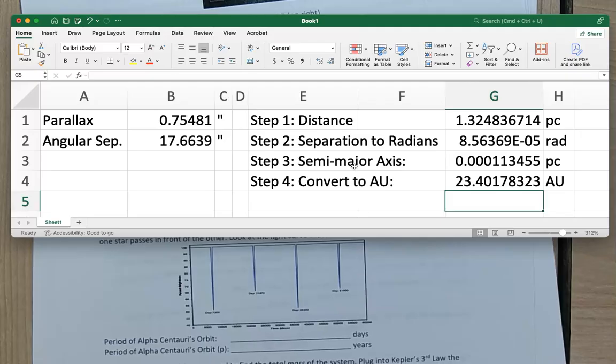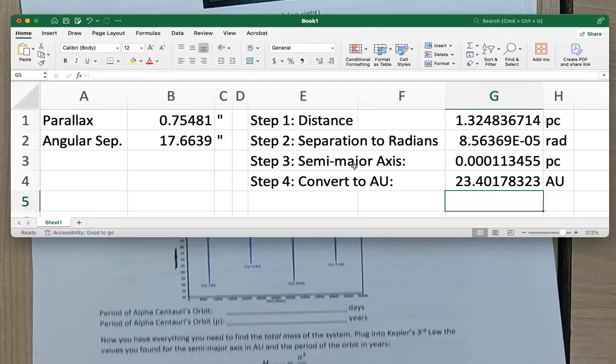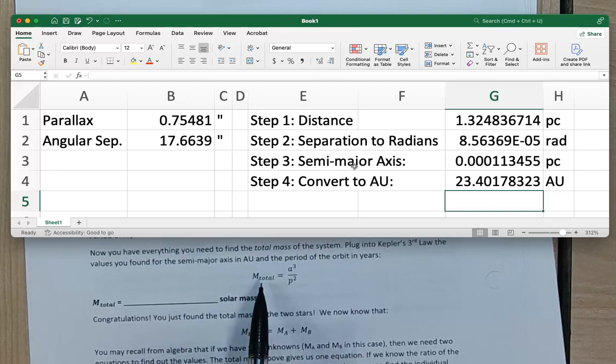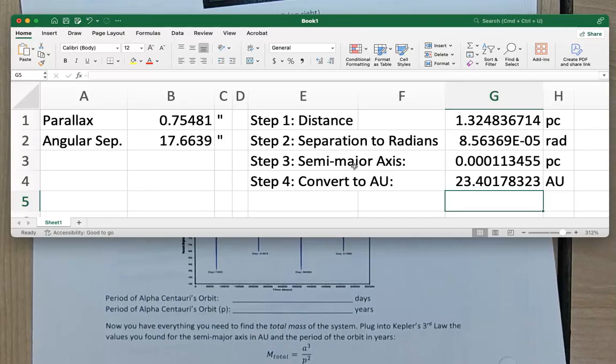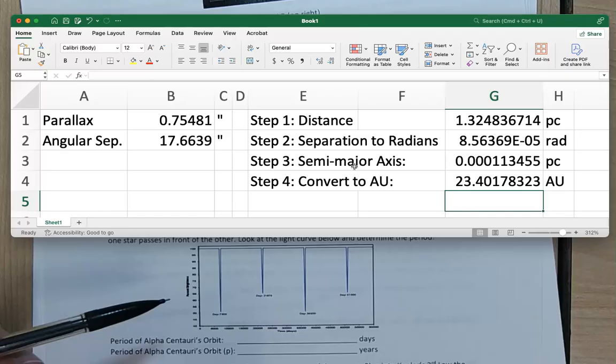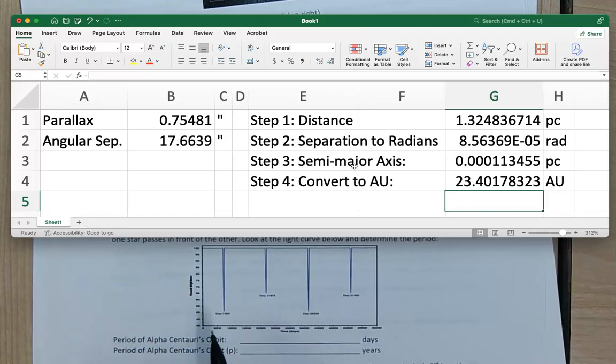So, if we want to get the masses of these two stars, we know from Kepler's third law that the total mass of these two stars orbiting around each other is the semi-major axis cubed divided by the period squared. How do we get the period? Well, that's where this light curve comes in handy. What is a light curve? A light curve is a graph of brightness versus time.